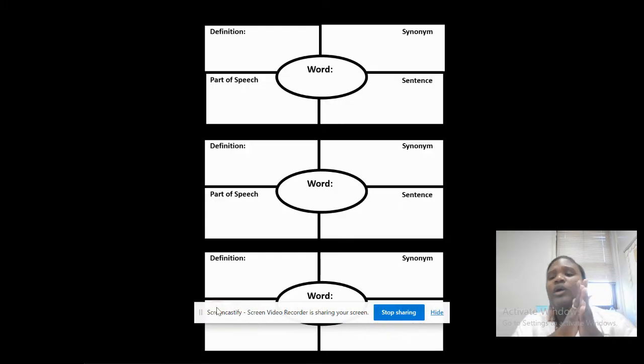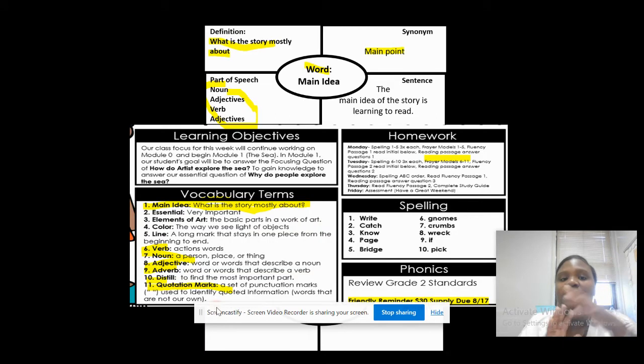All right, guys. I know a lot of parents had a lot of questions about the Frayer models. The Frayer models are really simple, easy, and straight to the point. So let's go over this. In order to complete this Frayer model, you're going to have to look at your vocabulary terms here. On Monday, it said to use Frayer models 1 through 5. So you should have completed Frayer models for 1, 2, 3, 4, and 5.